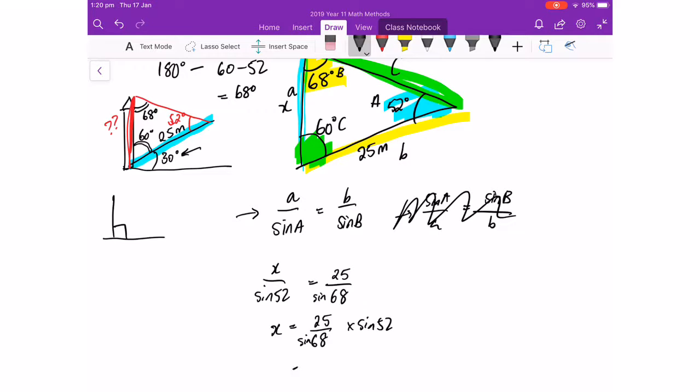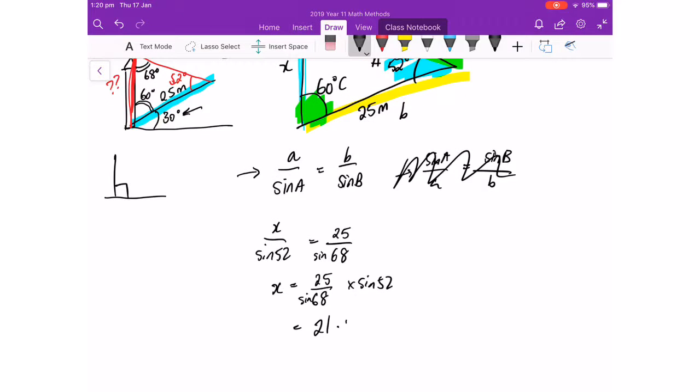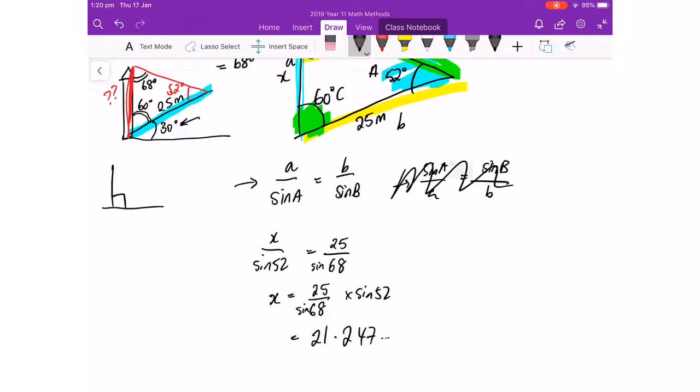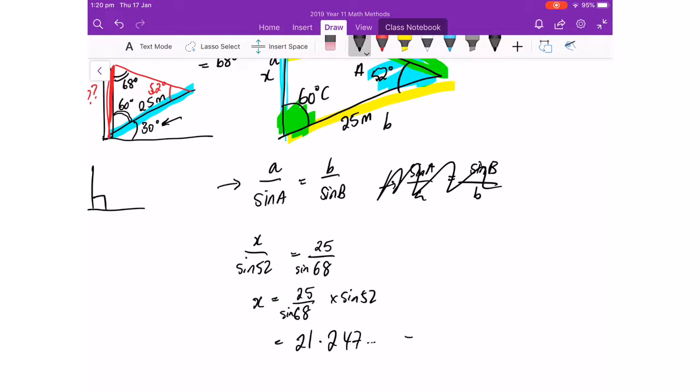Sine 52. I'm going to find that now, so I'm going to put it into my calculator. There we go. My answer is about 21.247. And the question specifically asked me to round to the nearest meter. So the nearest meter to that is just going to be about 21 meters. There you go. Double underline your answer, highlight it, and there we go.